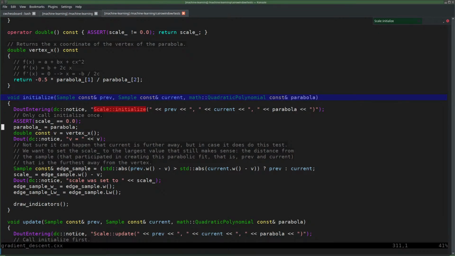Not backwards progress, whatever the word is. What's the word for not having progress, but the opposite of progress?